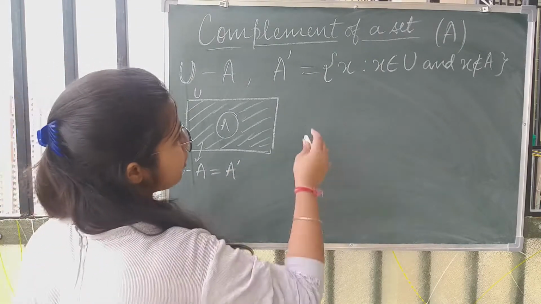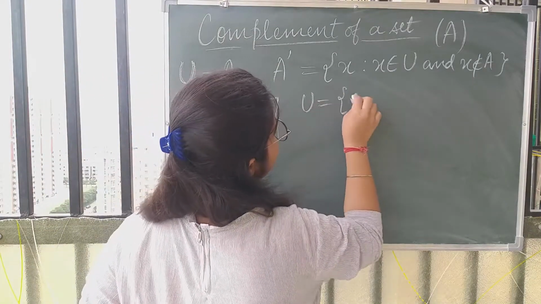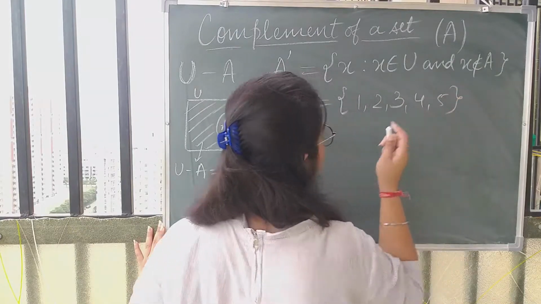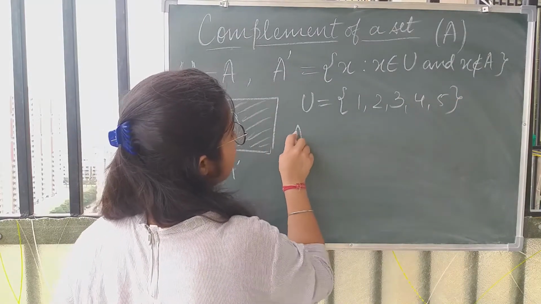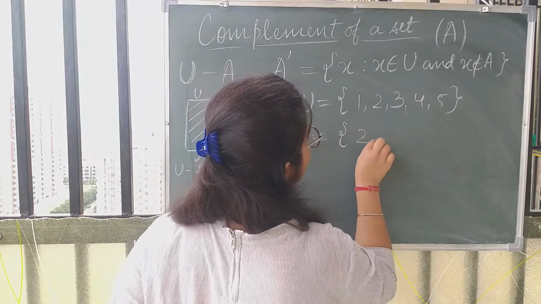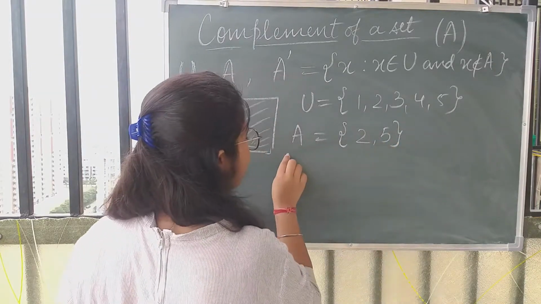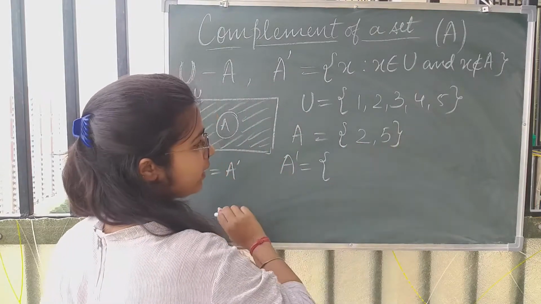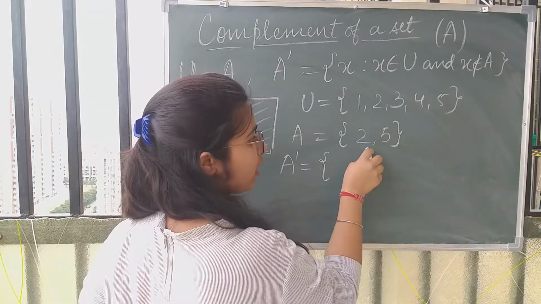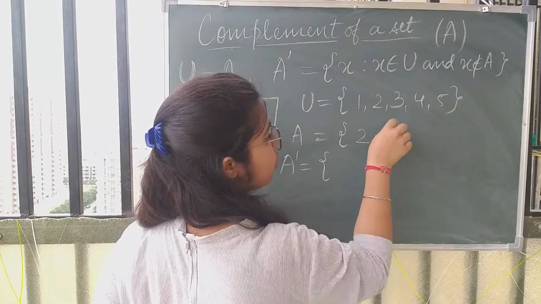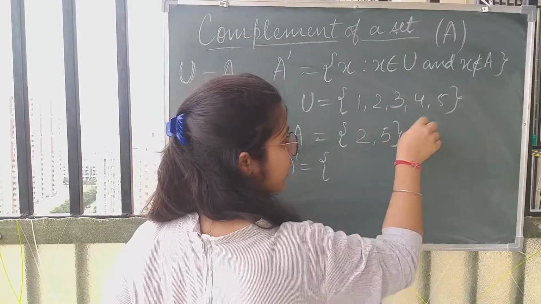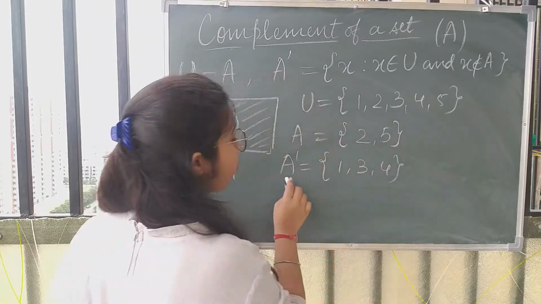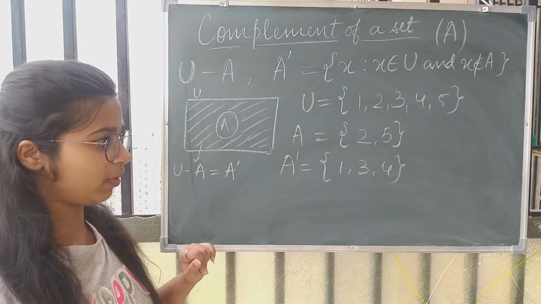Now suppose you have a universal set, say 1, 2, 3, 4, 5, and you have a set A which is 2 and 5. So A complement will be all those elements of U which are not there in A. So 1 is not there in A, 2 is there in A, 3 is not there in A, 4 is not there in A, but 5 is there in A. So we get 1, 3 and 4 will constitute the A complement.